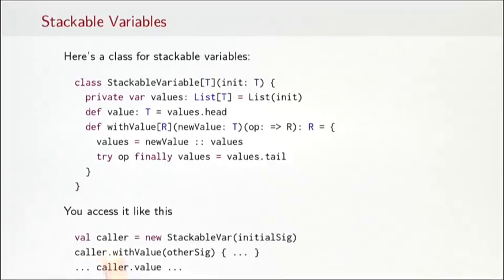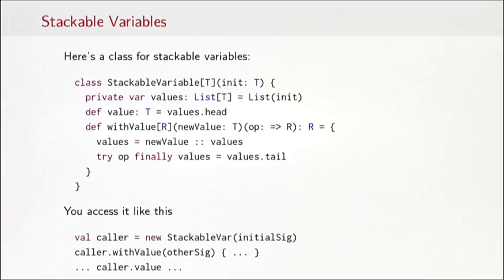So here we would have a global variable or value caller, which is a stackable variable with some initial signal, and then we could update the caller in a scoped fashion by saying caller with value, some other signal, and then some expression that while the expression evaluates, the caller would have the value other signal. And we could get the value out of the caller simply with the syntax caller.value. So those are the use cases.